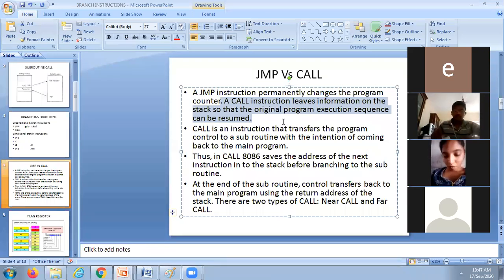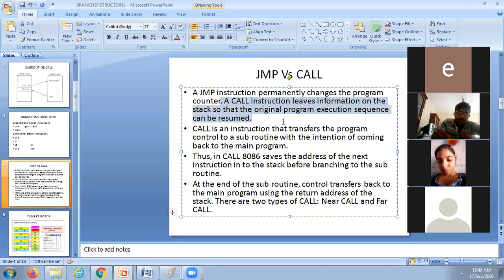The status of the program at that point. Not always, it will keep changing; the status will be changed continuously. A call instruction leaves the status information of the current program on the stack. So why is it to be put onto the stack?